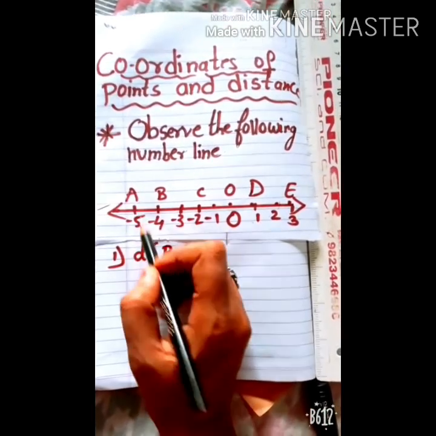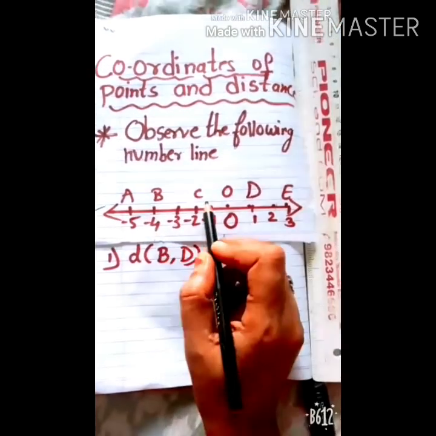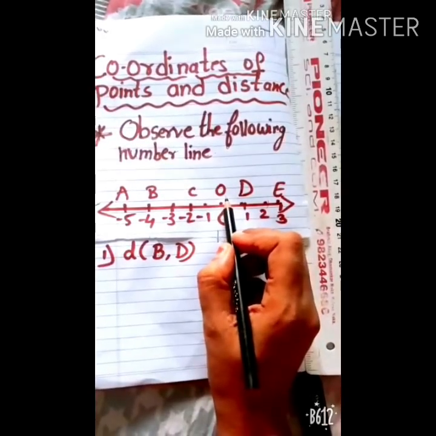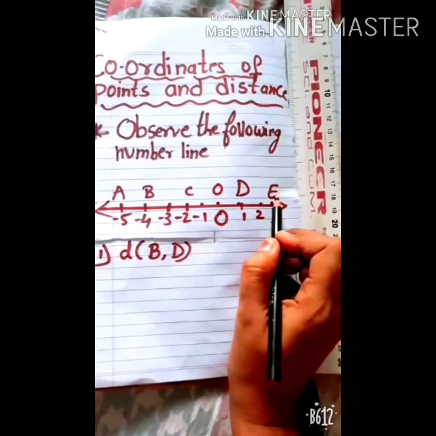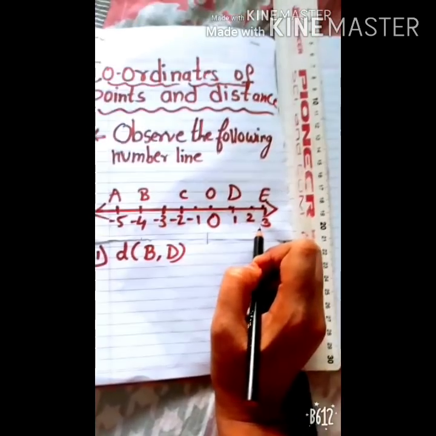Coordinate of point A is -5. Coordinate of point B is -4. Coordinate of point C is -2. Coordinate of point O is 0. Coordinate of point D is 1. Coordinate of point E is 3, positive 3.